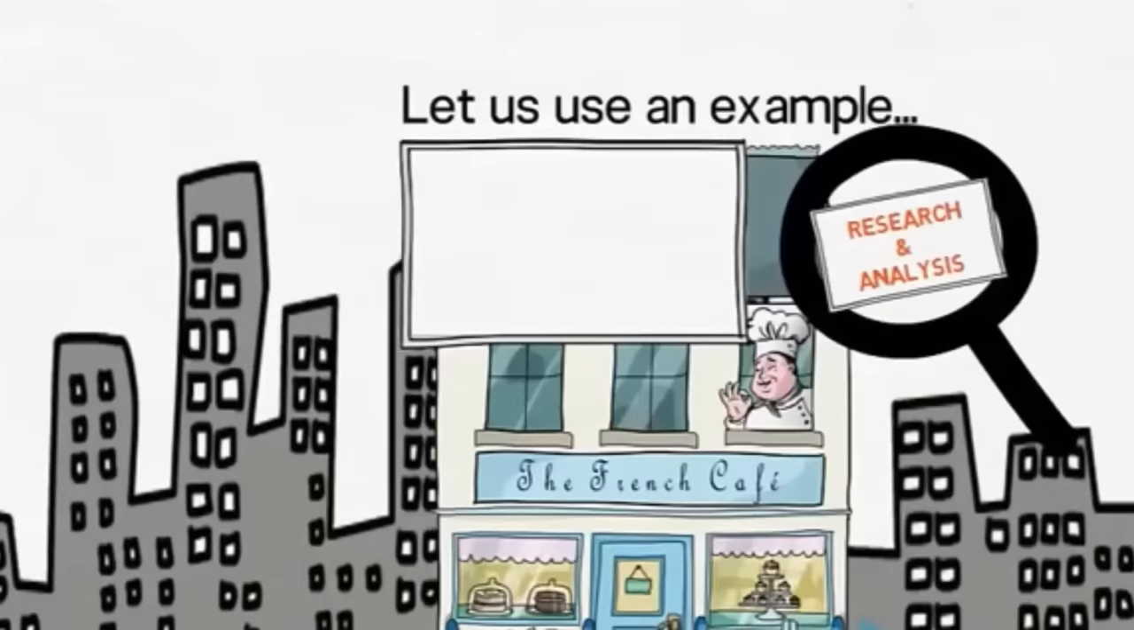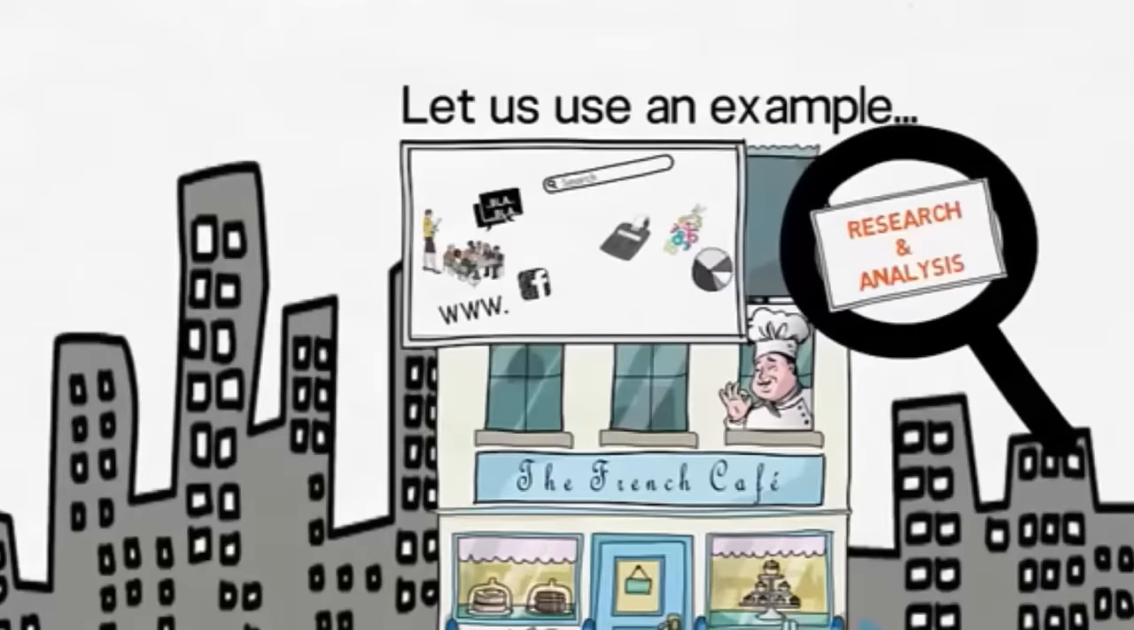Here is a short summary of the types of research and analysis the French Café has carried out. They have spoken to customers and suppliers. They have analyzed their financial accounts and their online presence and interactions in detail. And they have also investigated their competitors. During the process, they have collected vast amounts of data, both qualitative, quantitative, primary, and secondary.